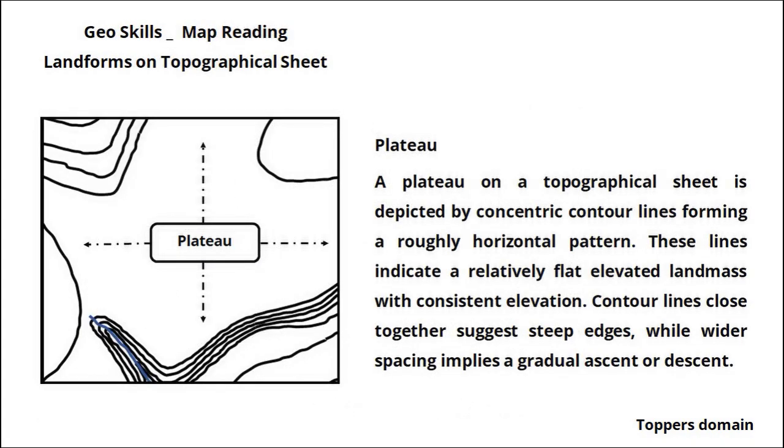First of all, we have the plateau. On a topographical sheet, a plateau is depicted by concentric contour lines forming a roughly horizontal pattern. These lines indicate a relatively flat elevated landmass with consistent elevation. Contour lines close together suggest steep edges, while wider spacing implies a gradual ascent or descent.